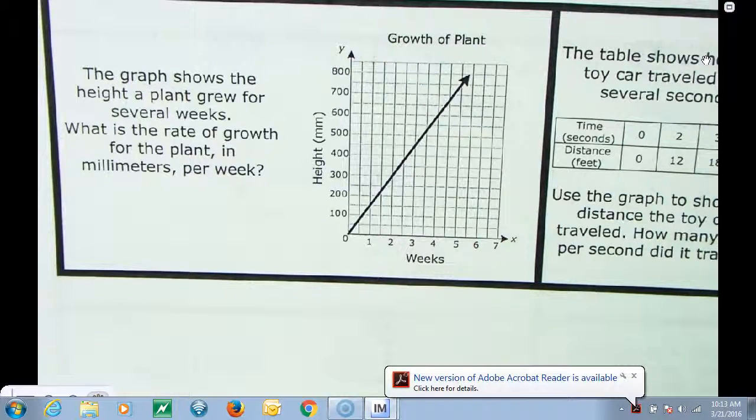The graph shows the height a plant grew for several weeks. What is the rate of growth for the plant in millimeters per week?